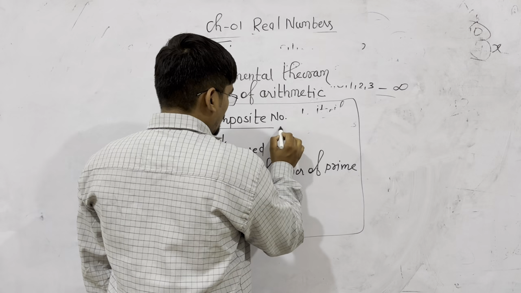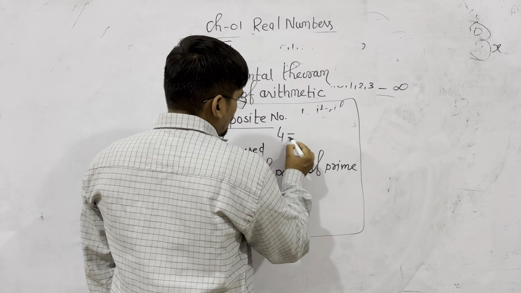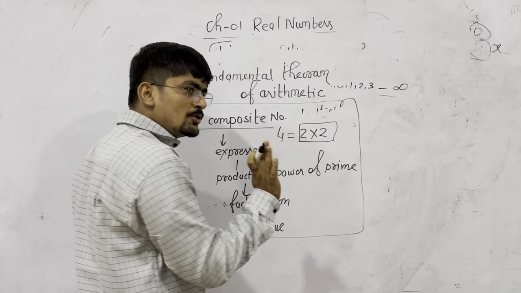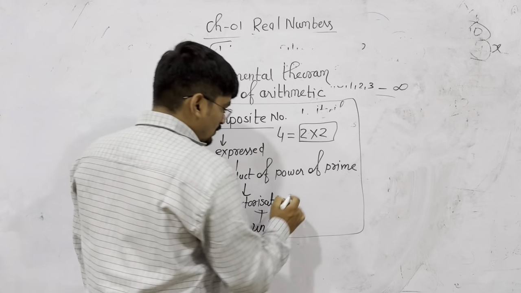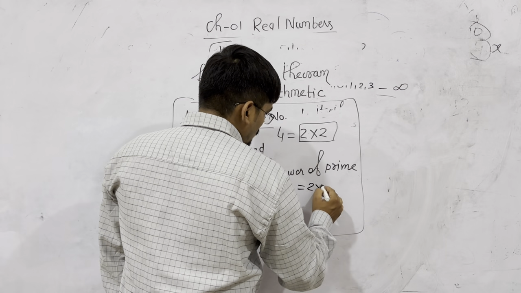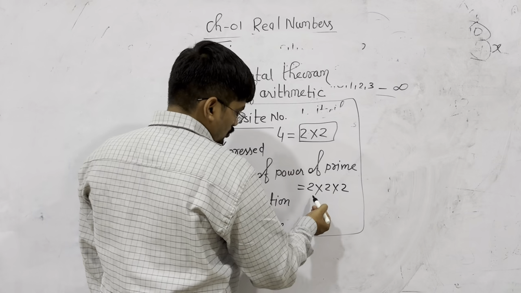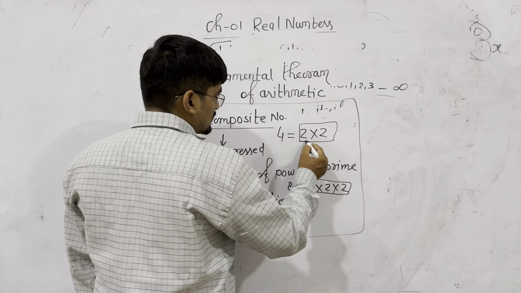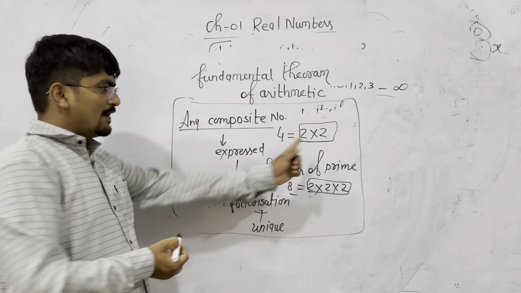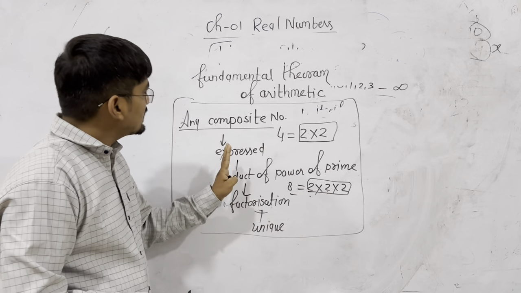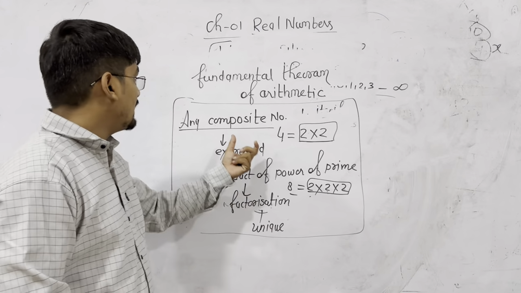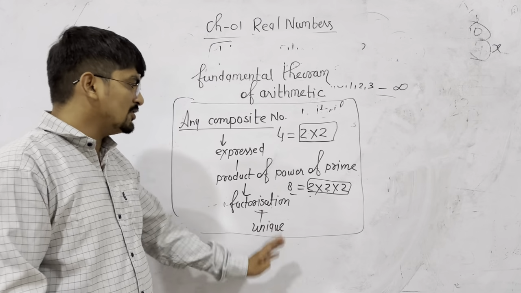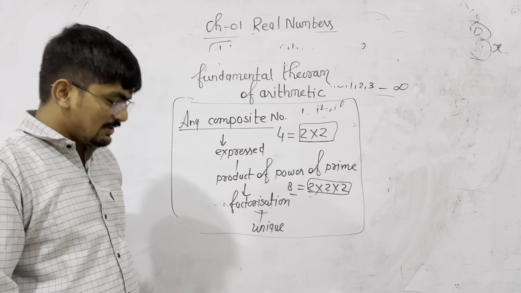Now 4 is a composite number. We can write 4 as 2 into 2. So this factorization is unique. 2 into 2 is only possible in the case of 4. Now 2 multiplied by 2 multiplied by 2: 2 into 2 is 4, 4 into 2 is 8. So this factorization is for 8 and that factorization is for 4. That's why we say in the fundamental theorem of arithmetic, any composite number can be expressed as a product of powers of primes and this factorization is unique. We shall use this in further questions.